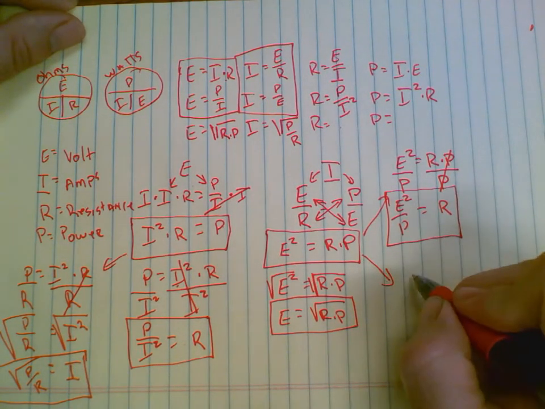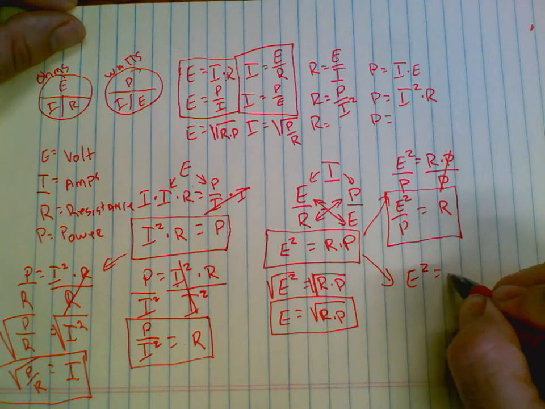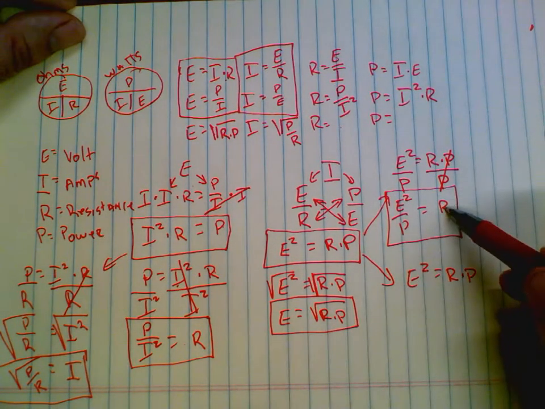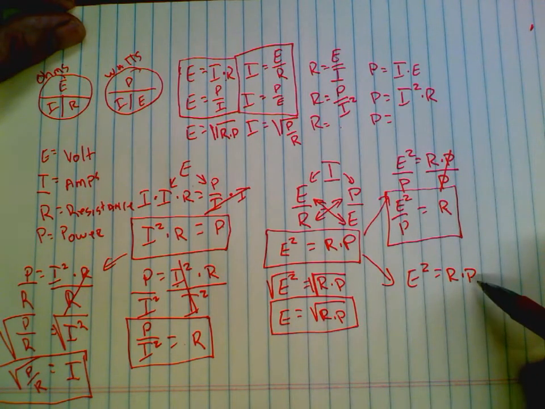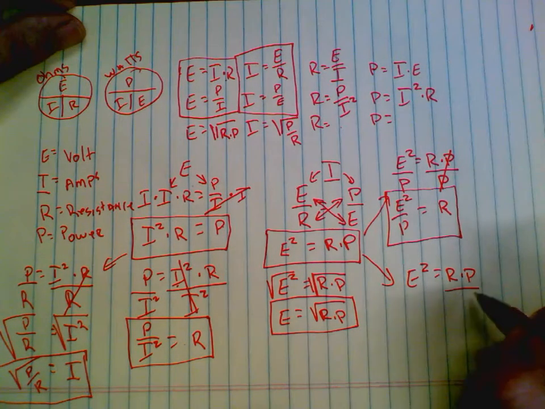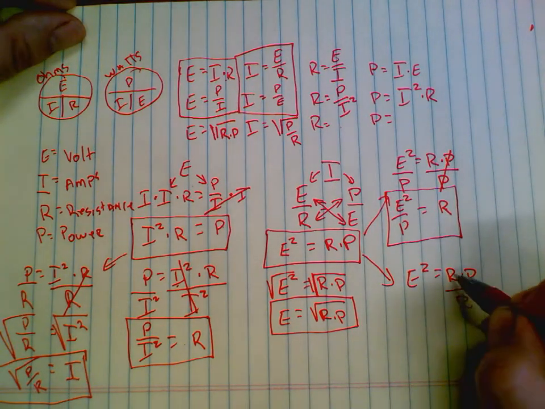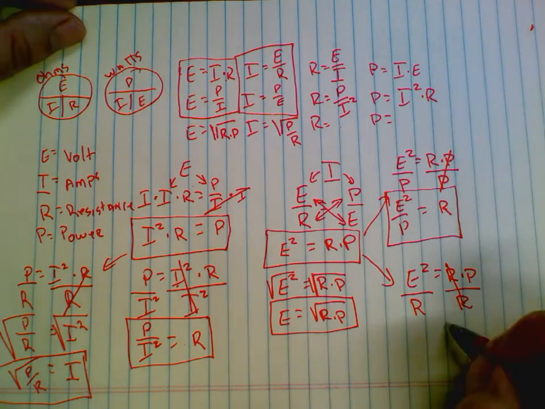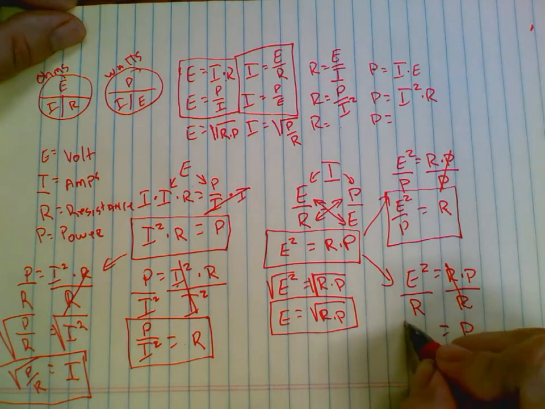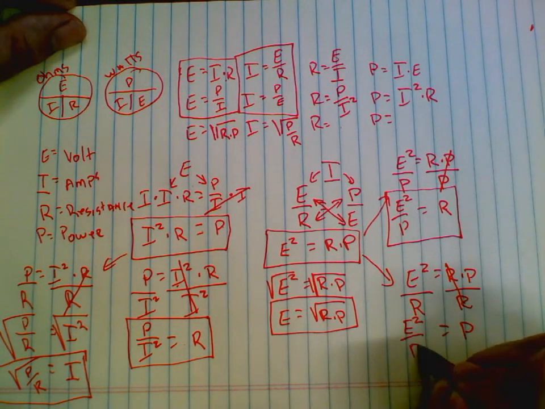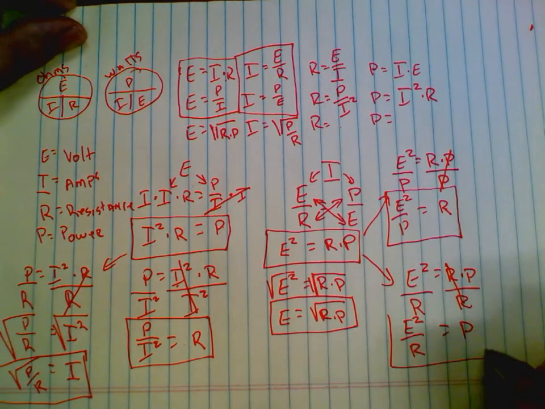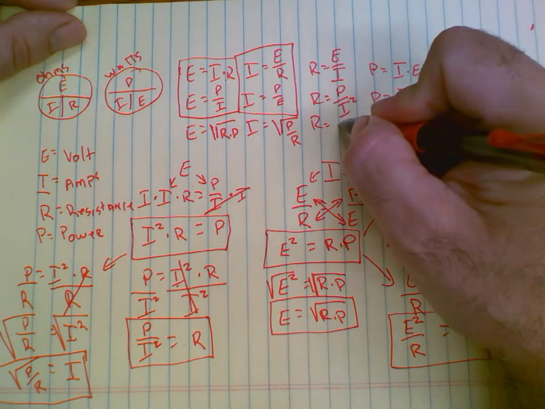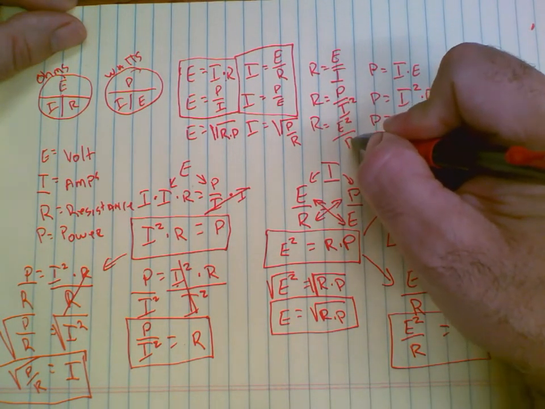Take this same equation. E squared is equal to R times P. We've already solved for an E. We've already solved for an R. So let's solve for a P. In order to get P by itself, divide by R. And that will cancel out the R's on one side, and you're left with P is equal to E squared divided by R. Okay, and that's how you solve for all 12 formulas in Ohm's law.